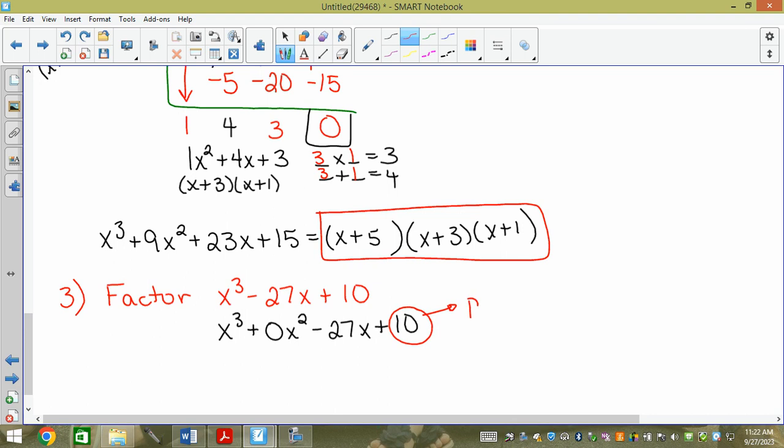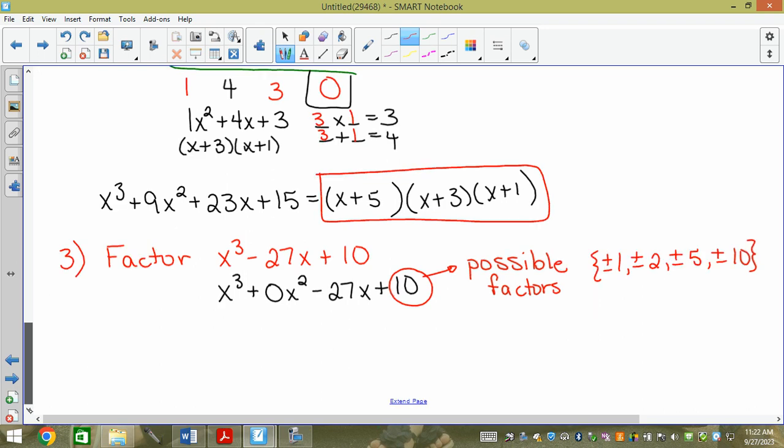And then the possible x-intercepts, so if I didn't have my calculator, possible factors or x-intercepts would be plus or minus 1, plus or minus 2, plus or minus 5, plus or minus 10. So you type that one into your calculator. You don't have to put the 0 in your calculator, you just need it for your synthetic division. But if you put it in, it won't hurt.